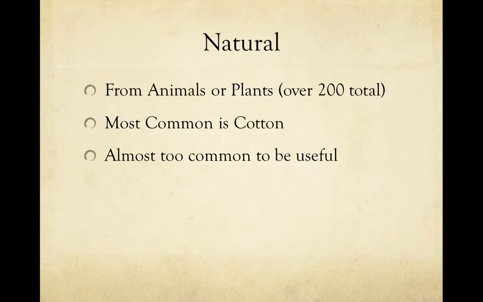Natural fibers generally come from animals or plants, and there's lots of these. There's over 200 of these types of natural fibers. By far the most common of the natural fibers is cotton, and it's actually so common that it's not really useful forensically speaking because there's so much of it. It's hard to narrow it down.